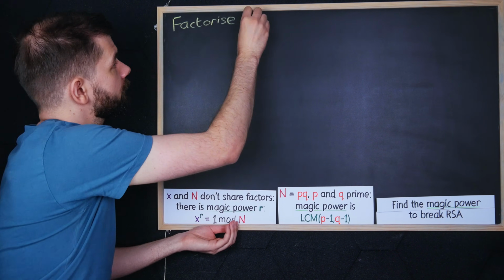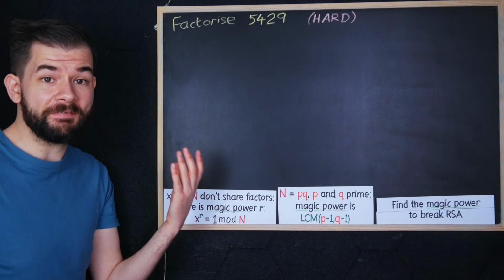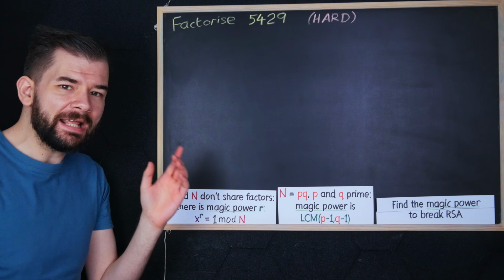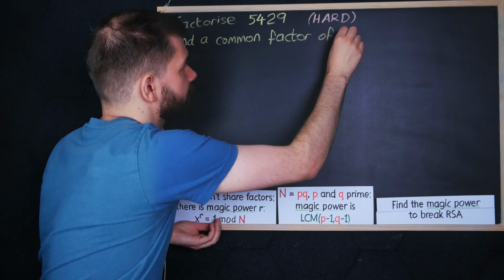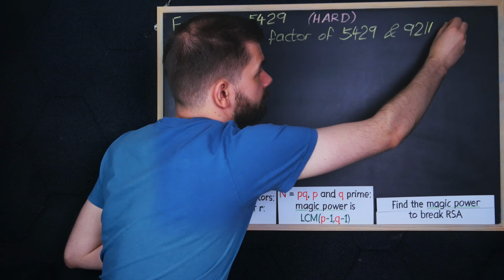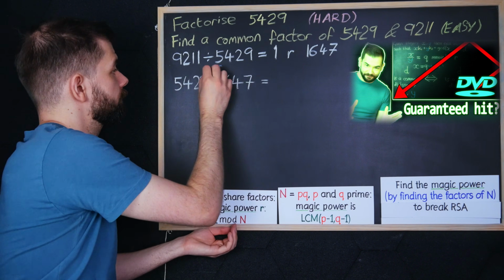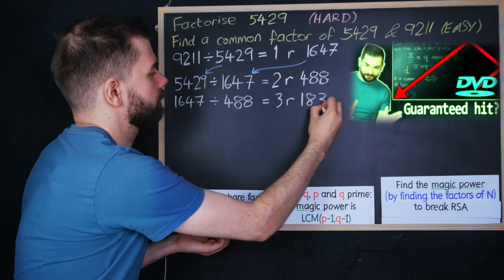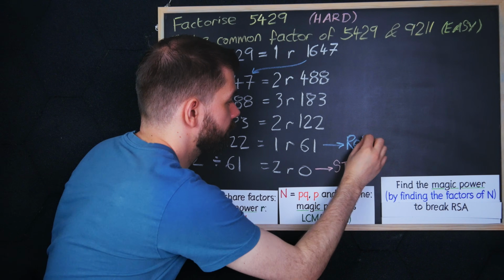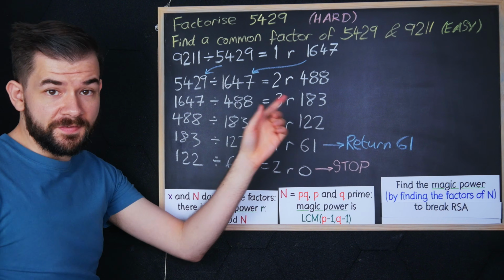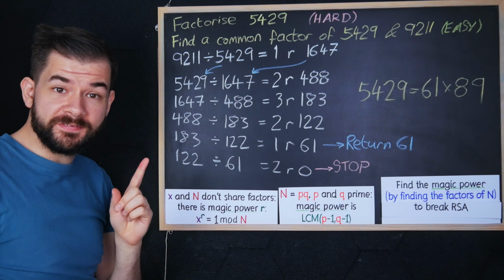For example, factorizing a number like this is hard. Your only recourse is to run a very slow factoring algorithm. But if I tell you that 9211 shares a factor with it, then the very fast Euclid's algorithm will tell you the common factor. I explored this in more detail in my DVD screensaver video, but we essentially repeatedly divide. We stop when we reach a zero remainder and return the last non-zero remainder. This tells us that 61 is a factor of this, and now we can divide to find the second factor.